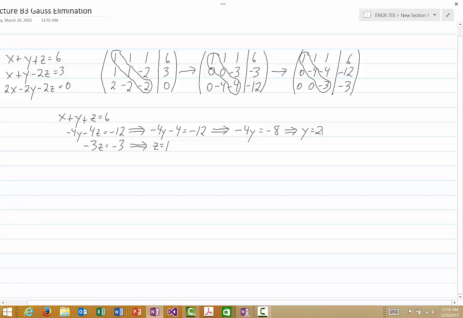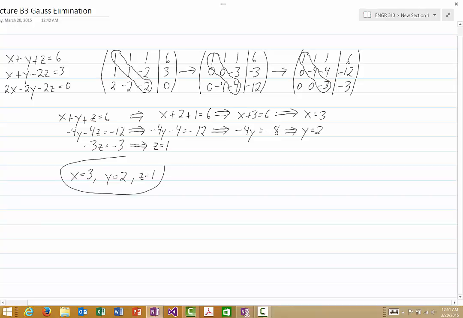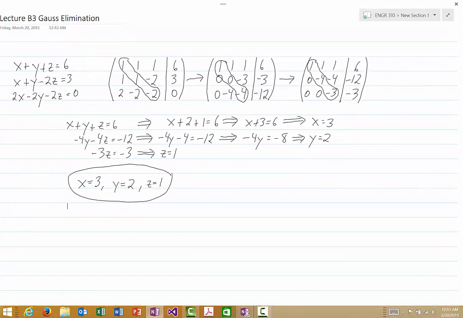And now we take these values of z and y and substitute both of those back into the first equation. When we do, we get x + 2 + 1 is equal to 6, which means x + 3 is equal to 6. And if we now add -3 to each side of that equation, we get x equals 3. And so our final solution is x equals 3, y equals 2, z equals 1. And if you substitute that solution back into the original system of equations, you will see that it is correct.